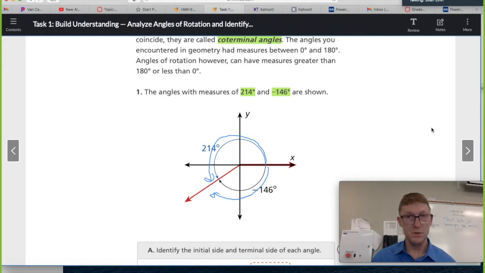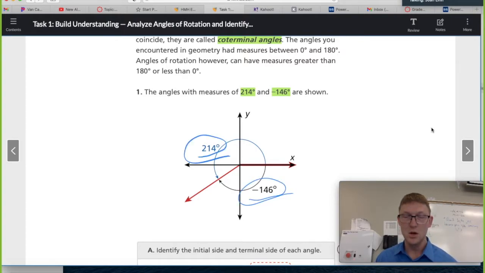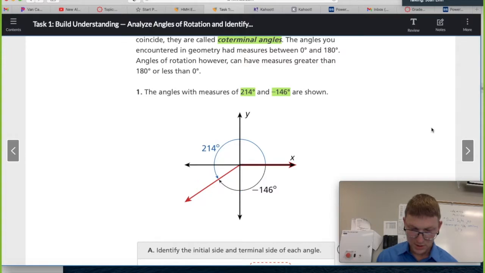So when we start doing some trig, based on what triangles these make, the trig functions of 214 and negative 146 are both going to be the same because they are referring to the same position. So this is what they were talking about, the coterminal angles.